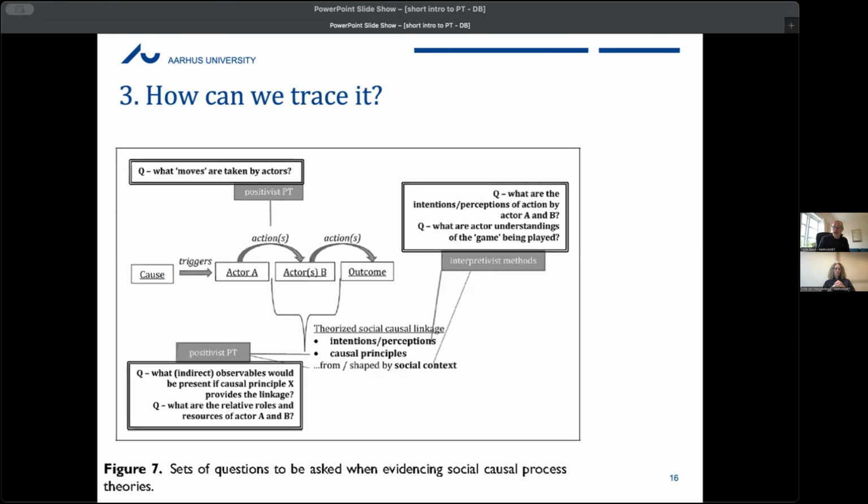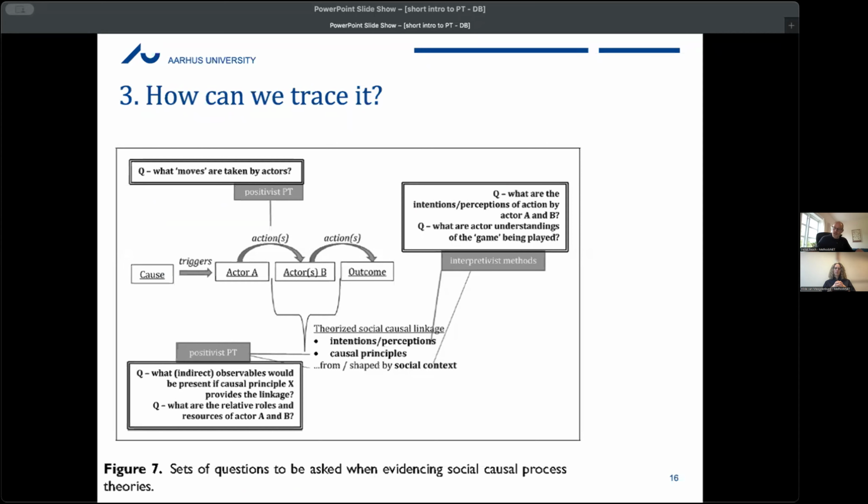And that's where, for example, if we just have a real simple process, if I just focus here in the middle, cause and outcome, where actor A doing something then leads actor B to do something, the positivist kind of process tracing would be doing these observables of, okay, well, actor A did this, but then the more interpretivist would be asking things like, what were the intentions or perceptions of action? What were the actors' understanding of the actual game being played?